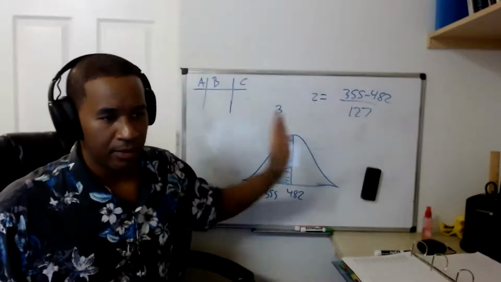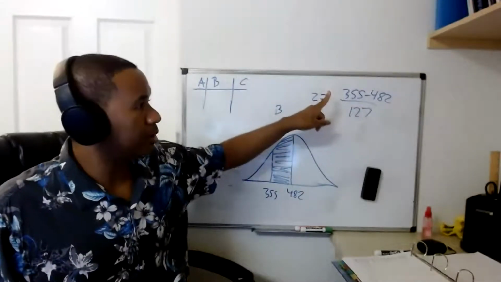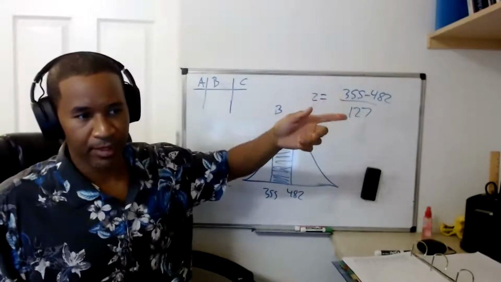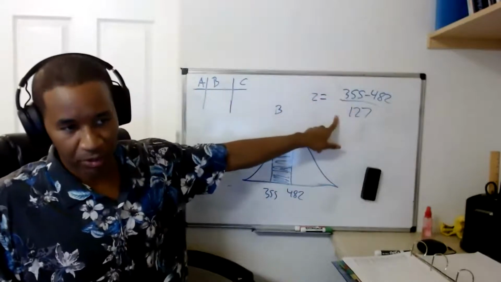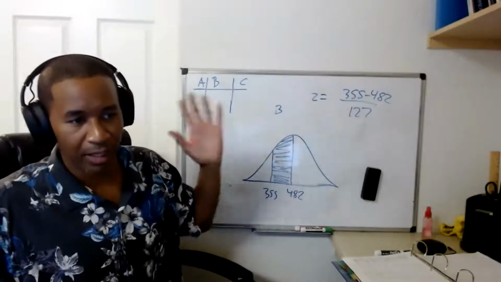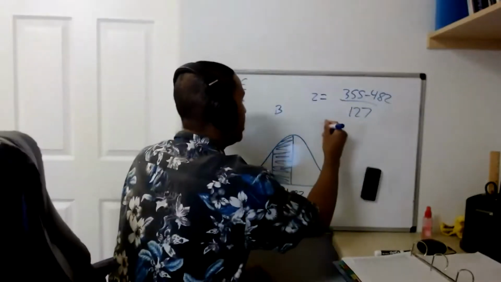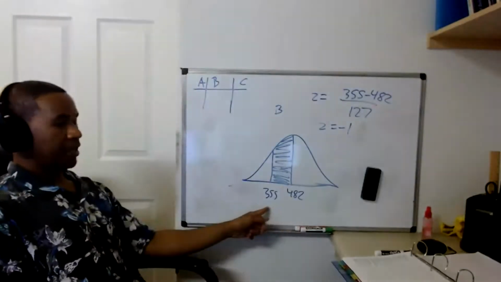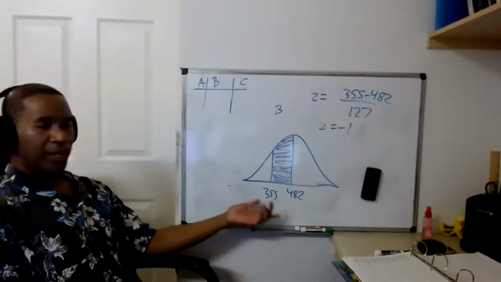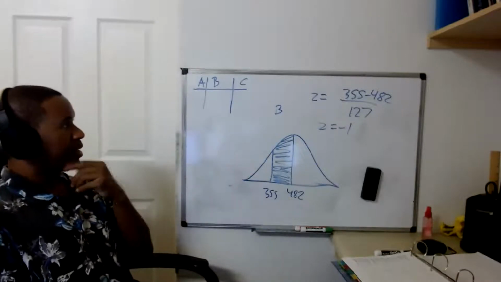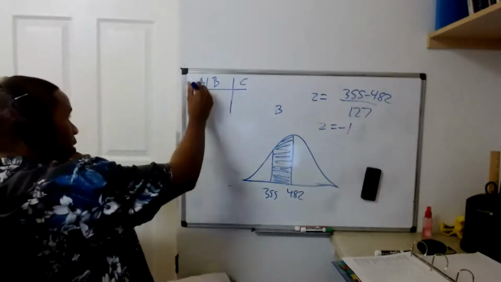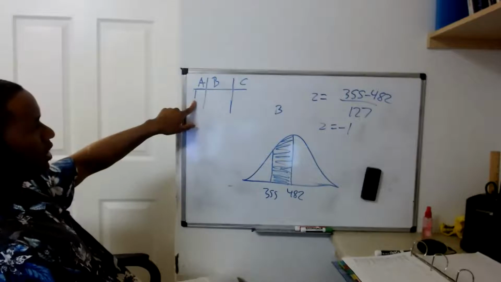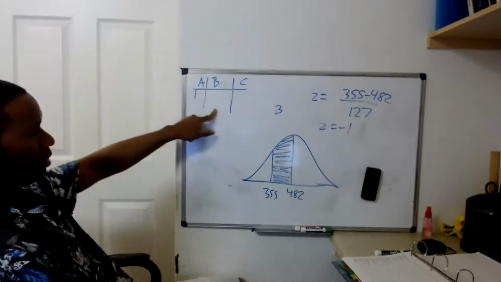Good. So let's go ahead and calculate this z-score. 355 minus 482 should give you negative 127. Now negative 127 divided by 127 should give you z of negative 1. Z is equal to negative 1. Hopefully everybody's still on the same page. And the fact that it's a negative z-score lets me know that I'm below the mean, so that's consistent. Now what I need to do is go into the table and find the z-value of 1 to tell me what I'm going to see in the B column.